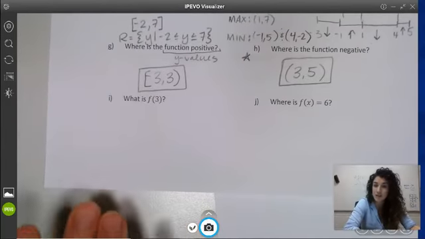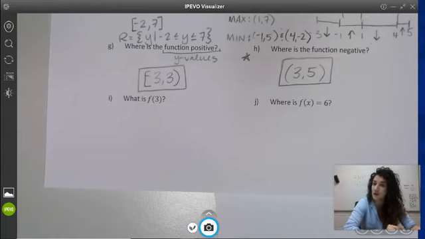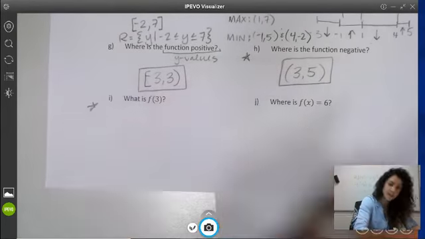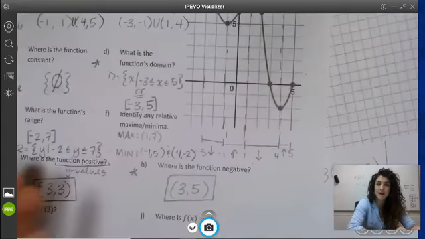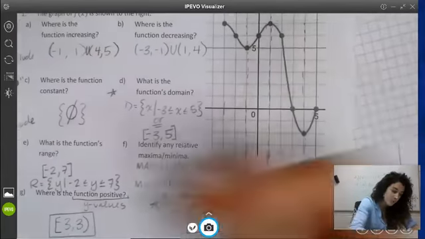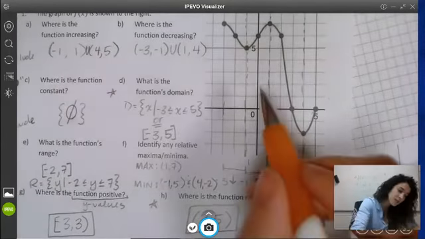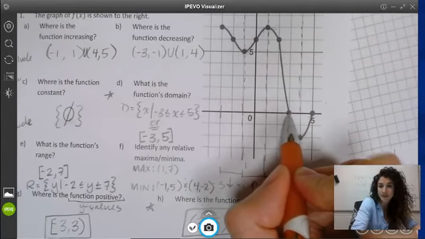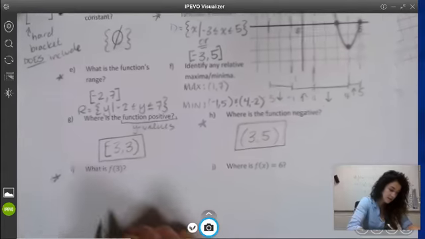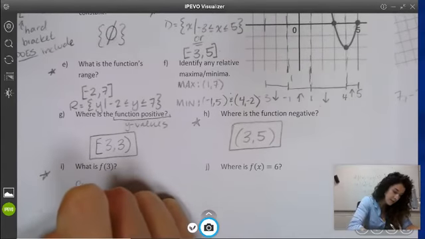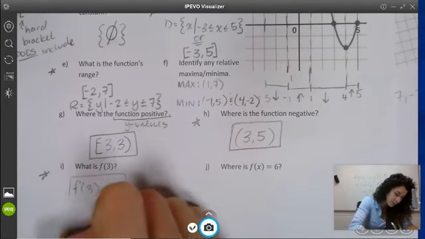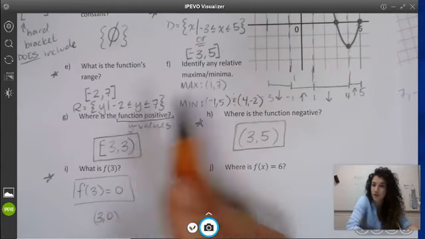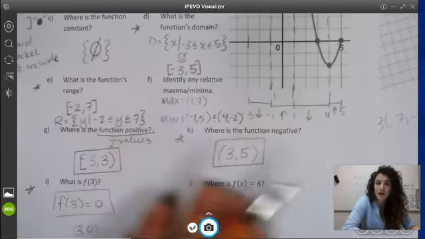Okay, these last ones are pretty easy. It's what you did on your previous notes, so I'm going to let you do both of them on your own. The first one, f of 3. I am trying to find the y value when x equals 3. So that means I go find the x value of 3 and my y value is 0. f of 3 equals 0. That is the point (3, 0). We can take that information all the time.